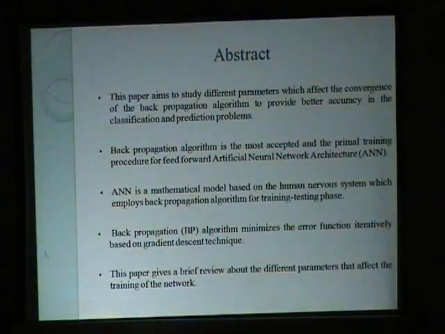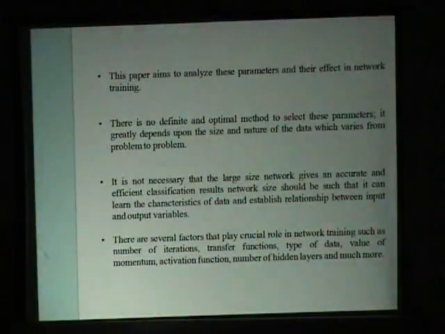Backpropagation algorithm minimizes the error function iteratively based on the gradient descent technique. This paper gives a brief review about the different parameters that affect the training of the network. There is no definite and optimal method to select these parameters. It greatly depends upon the size and nature of the data, which varies from problem to problem. It is not necessary that the large size network gives accurate and efficient classification results, and it should be such that it can learn the characteristics of the data and establish relationship between input and output variables.